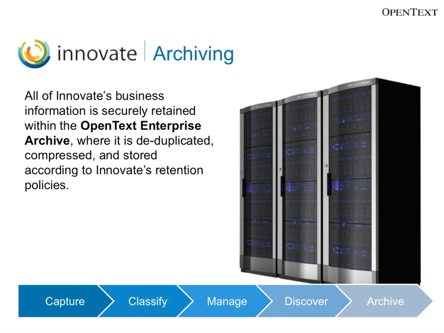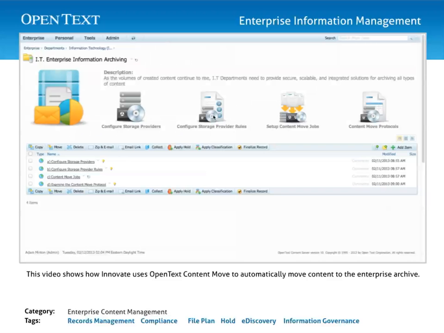All of Innovate's business information is securely retained within the OpenText Enterprise Archive, where it is deduplicated, compressed, and stored according to Innovate's retention policies. Innovate's IT department configures OpenText Content Server to automatically archive content from the repository. As part of the setup process, Innovate's system administrator defines a number of different storage providers, including fast SATA storage for rapid access to content and less expensive tape backups for content that is only needed once in a while.